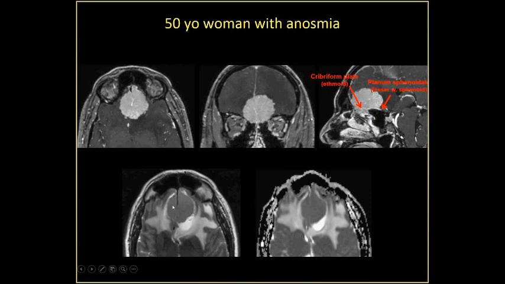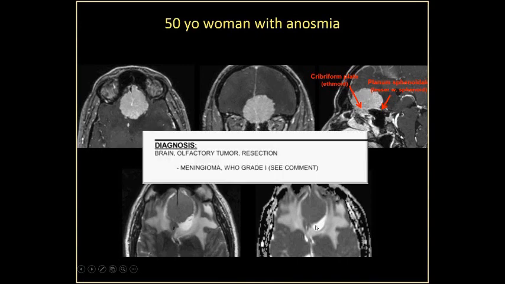And this lesion is dark on T2 and restricts diffusion, indicative of hypercellularity. And this was a plain old meningioma, grade 1 meningioma of the olfactory group. So this is a relatively somewhat common lesion that we see.